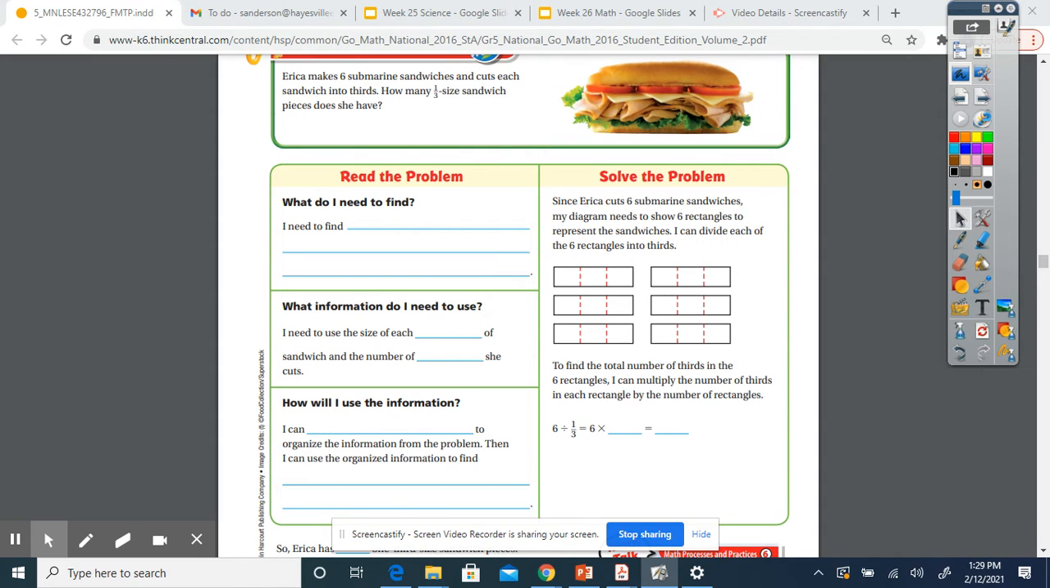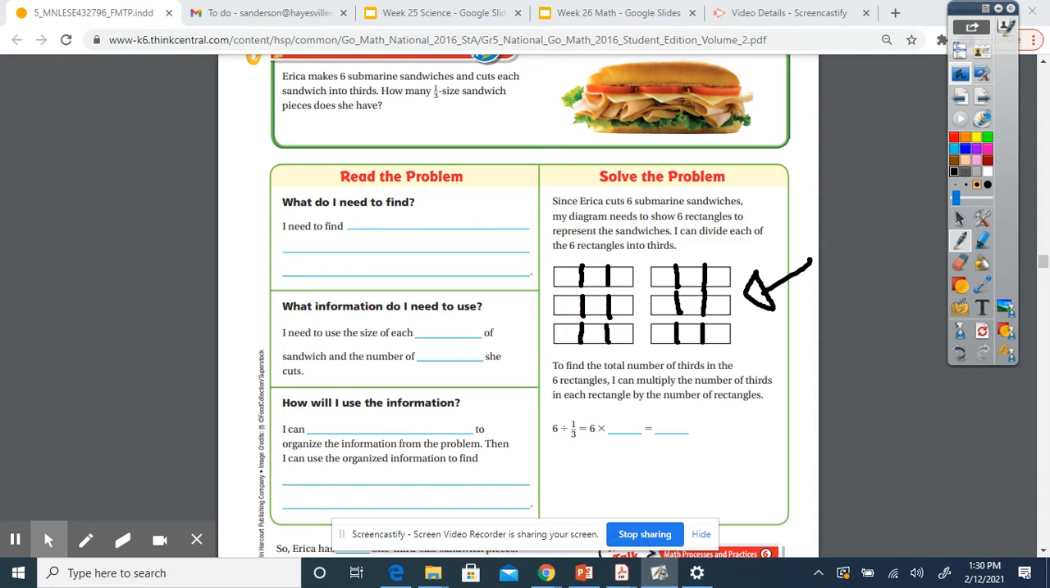So here are your 6 sandwiches, right here. They have already divided each sandwich into thirds. I'll just draw a line over it so you guys can see. So each of these sandwiches has been cut into thirds. To find the total number of thirds in 6 rectangles, or these 6 sandwiches, you can multiply the number of thirds in each rectangle by the number of rectangles.